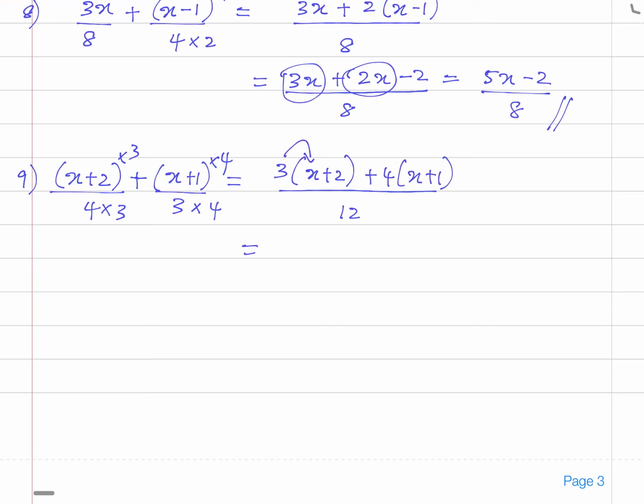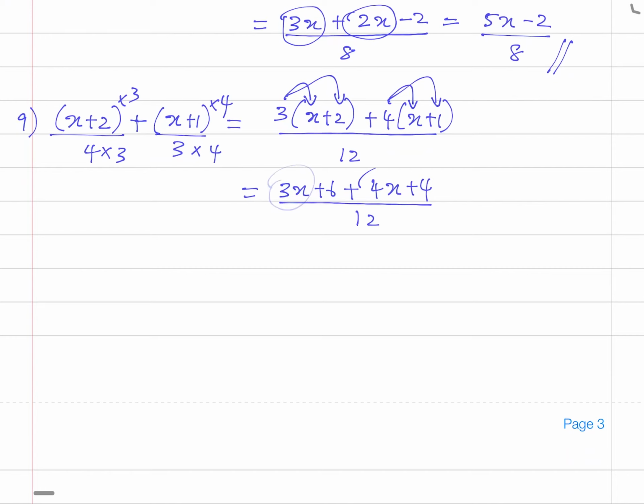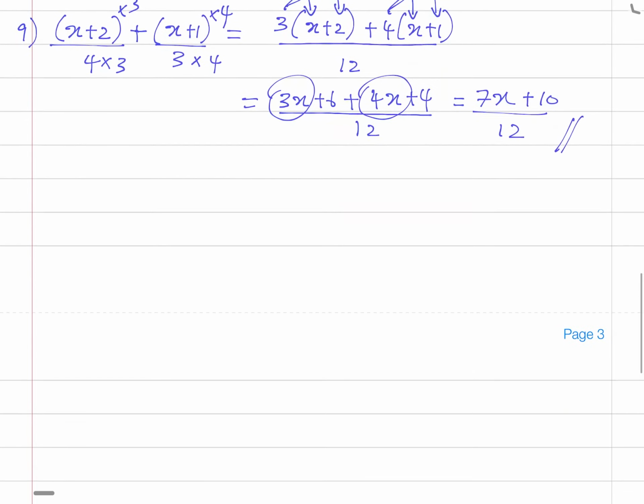So now it's just a matter of simplifying these brackets. It's going to be 3x plus 6, and the other one would be 4x plus 4, the whole thing divided by 12. Now you can see that 3x and 4x can be written as 7x, and then 6 plus 4 is 10, and the whole thing divided by 12, and that would be the answer to that question.